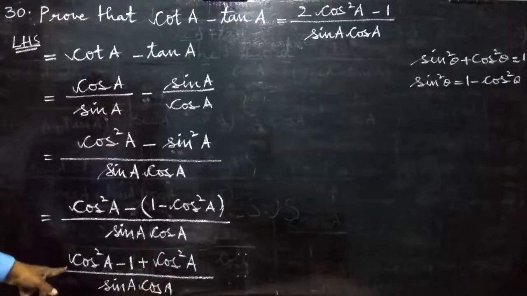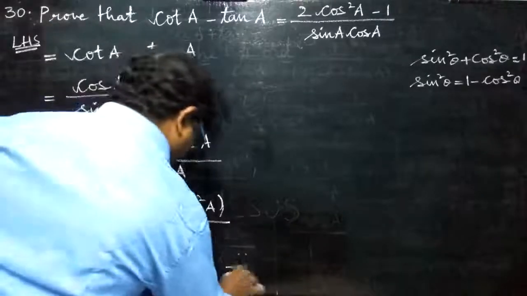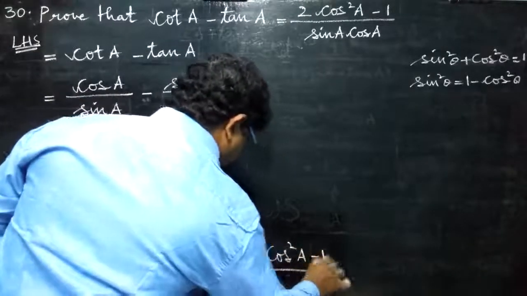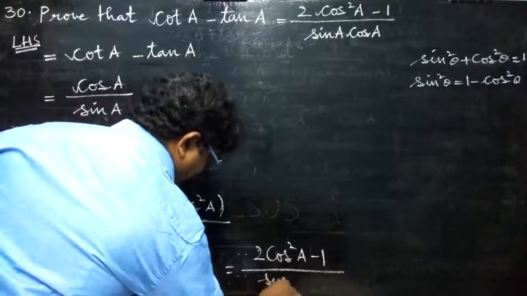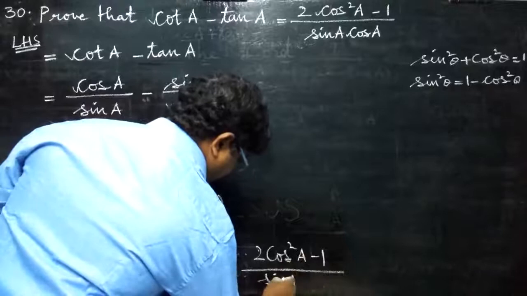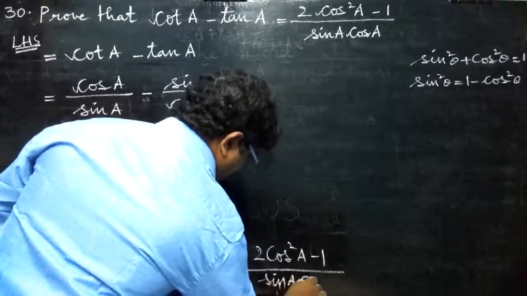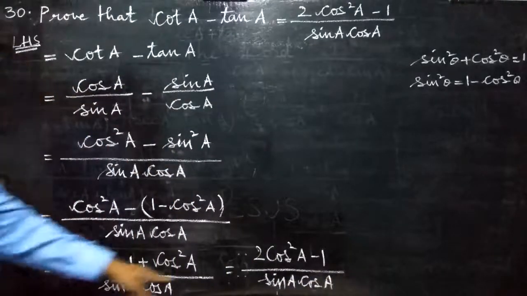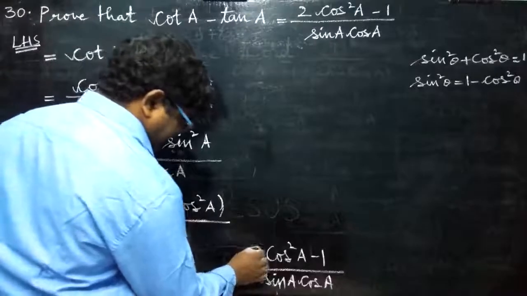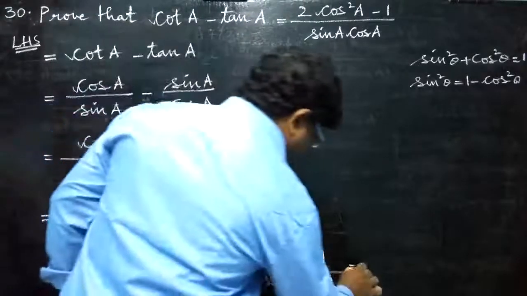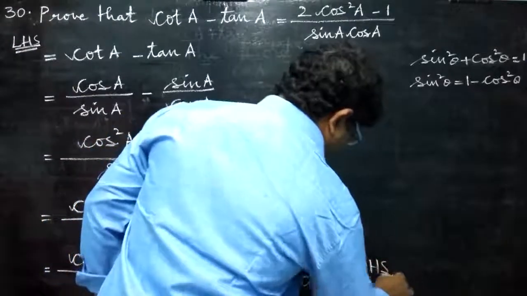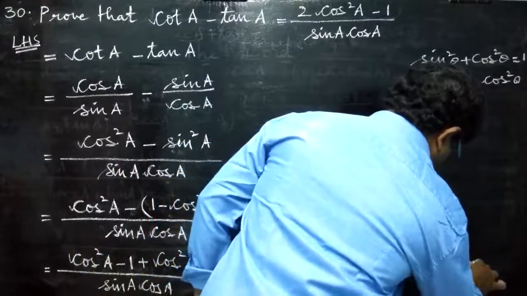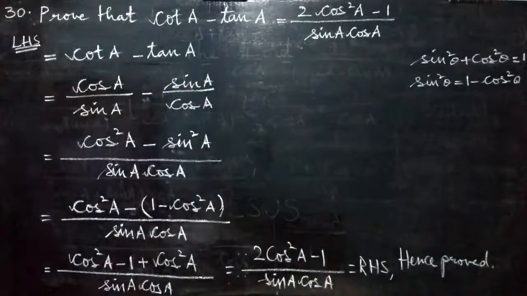Now cos square A plus cos square A, how much? 2 cos square A. 2 cos square A minus 1 by sin A into cos A, as it is, sin A into cos A. Where did we start? Near LHS we started. And where did we reach? Near RHS we reach. LHS is equal to RHS, hence proved. We have proved it. Now, compulsorily write this word, hence proved. So this is the way of solving this problem.